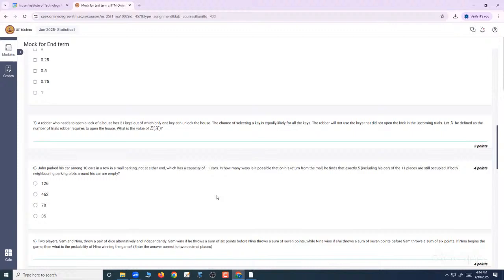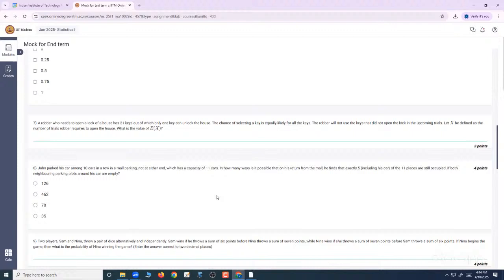Okay, now the next question. John parked his car among 10 cars in a row in a mall parking lot, not at either end, which has a capacity of 11 cars. Okay, so the parking lot has a capacity of 11 cars, and John has parked among them.